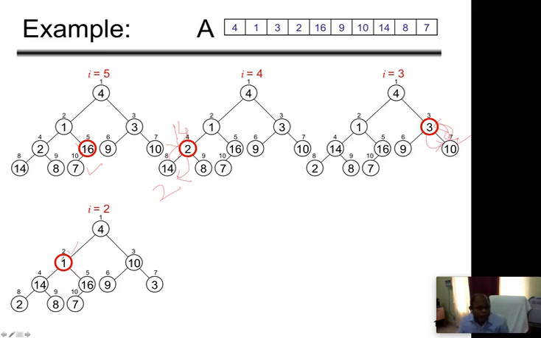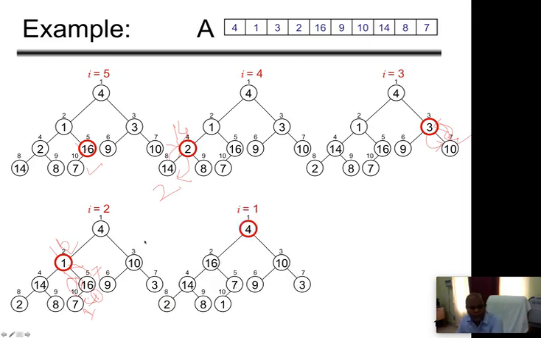That means out of these 3, which one is bigger? 16 is bigger. Then 16 will go here and 1 will go here. Now 1 is here, and between 1 and 7, 7 will go here and 1 will go down. That means here it will be 1, here it will be 7 and here it will be 16.